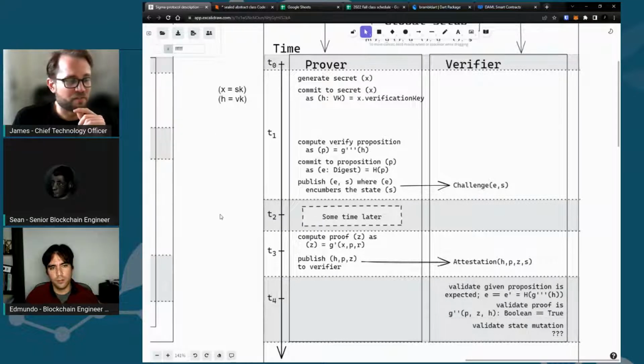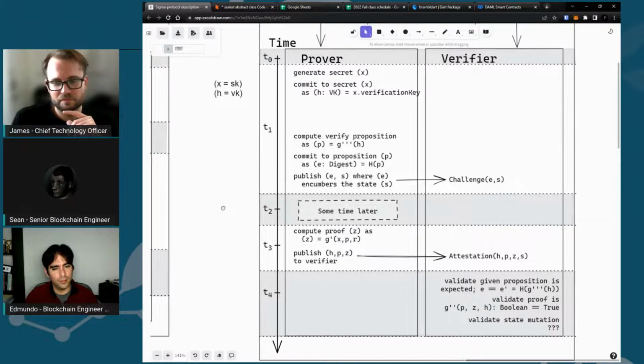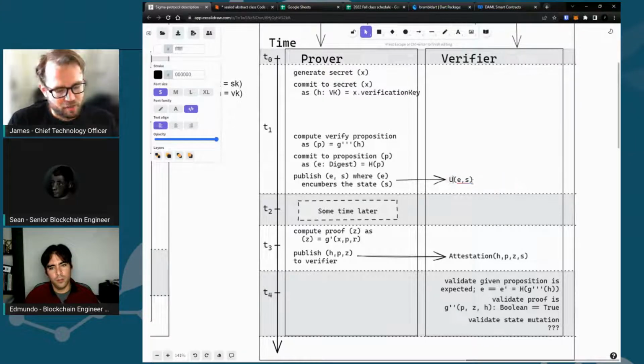Do you think I'm overcomplicating things, Sean? No, I don't think so. I think using the terms I'm familiar with is helping me, like using the words proposition, proof, secret, verification key. Honestly, as I look at this more, we might just be able to call this a UTXO and an STXO.